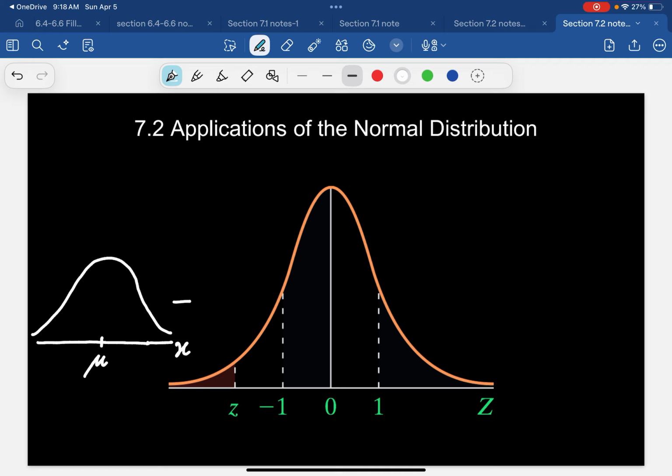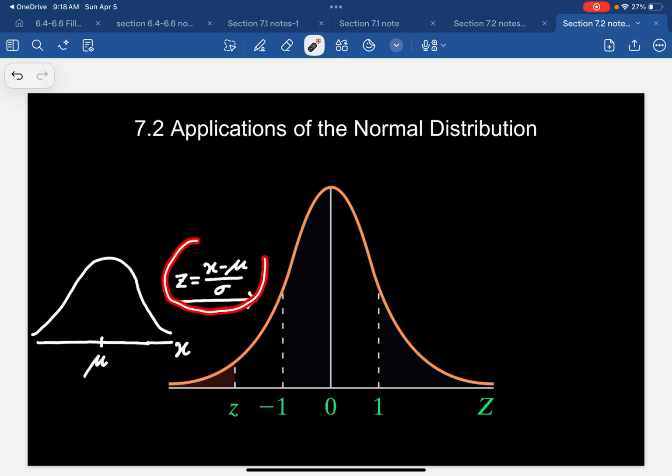So the conversion formula is z equals x minus mu over sigma. Okay, when we use this simple conversion formula, any normal distribution basically converts to the standard normal distribution.